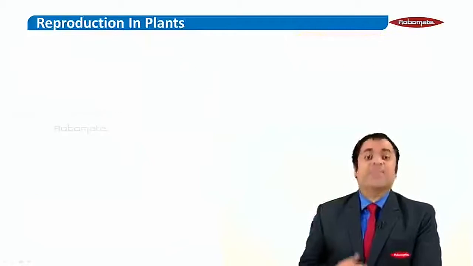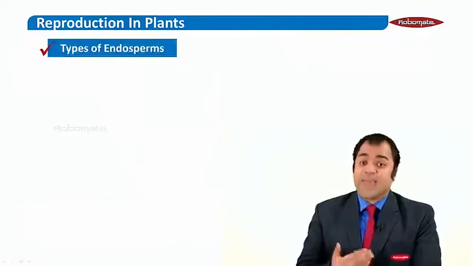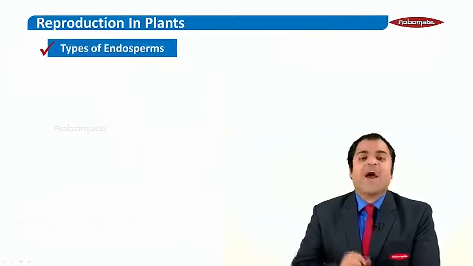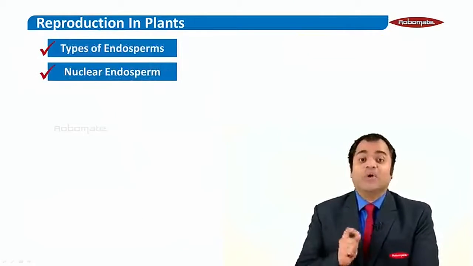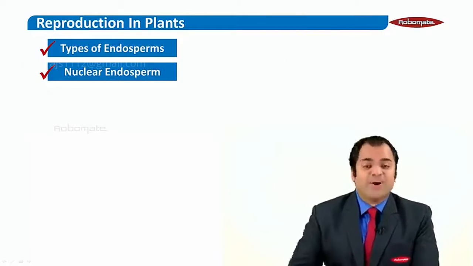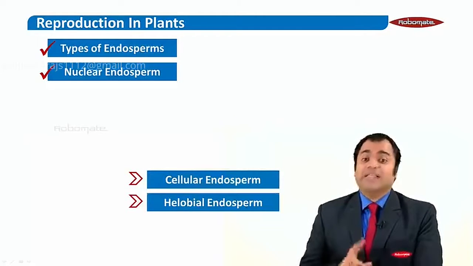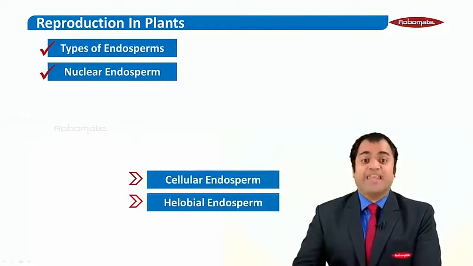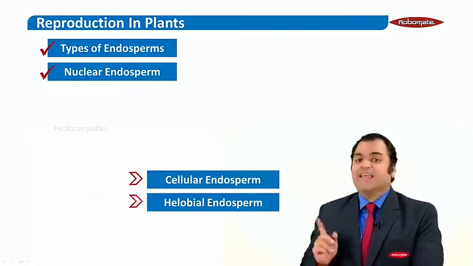In this module, I have talked about types of endosperms, where I have discussed the nuclear endosperm. In the next module, I'll be talking about the other two types of endosperms, namely the cellular and the helobial endosperm.